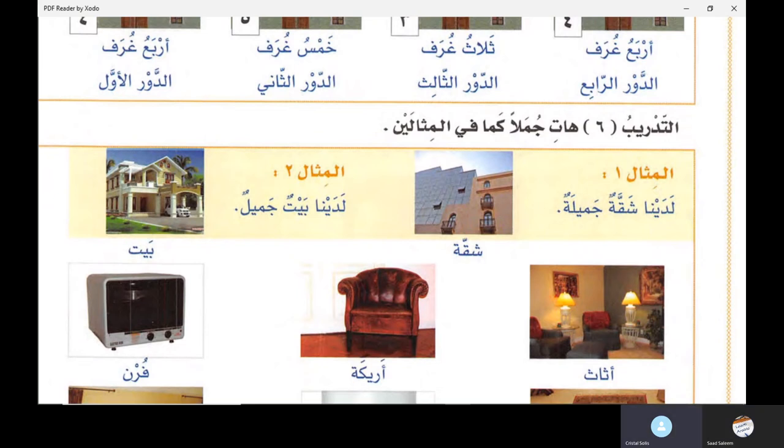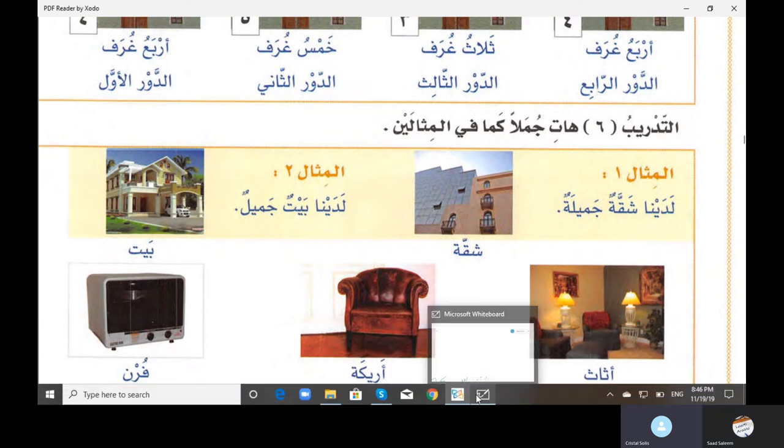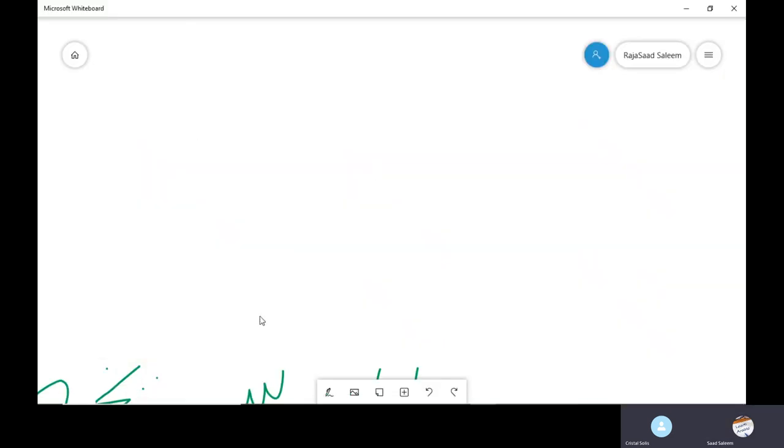We have a beautiful apartment. We have a beautiful house. Good.